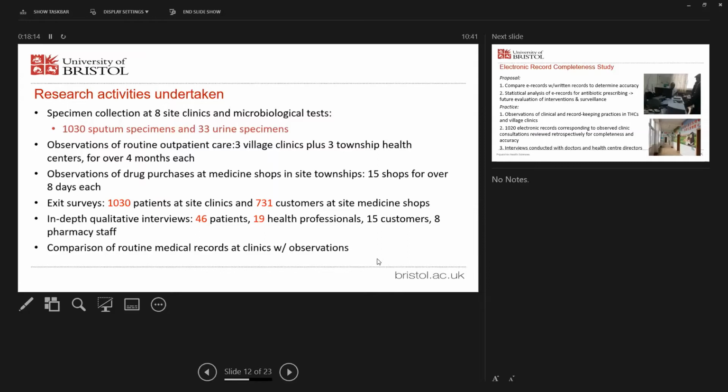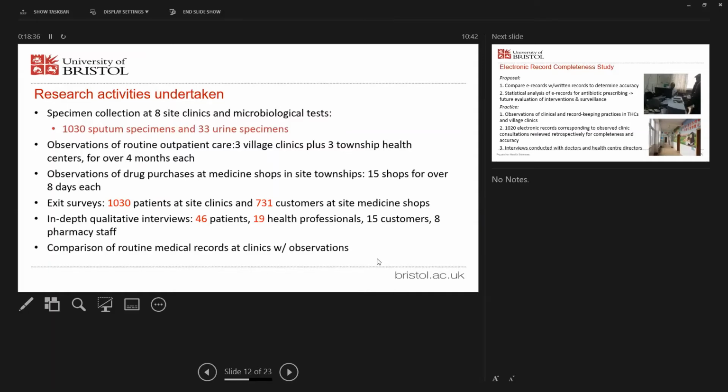So that first example was intended to give you a sense of how complex it becomes to operationalize what seems to be a fairly straightforward protocol of recruiting people with common respiratory tract infections in low-level healthcare settings in rural China.